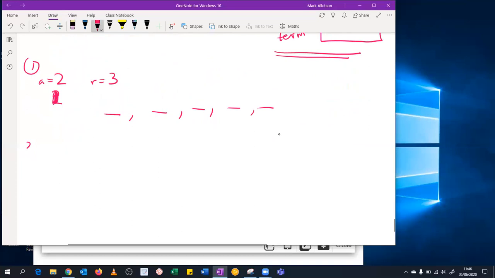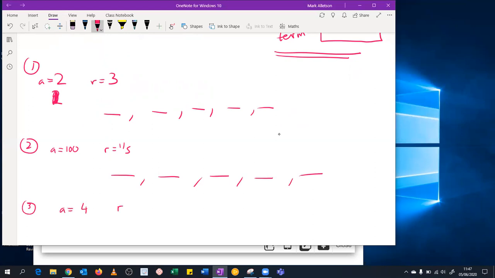Number 2, I'm going to tell you that A is 100, R is a fifth. Number 3, A is 4, R is -1. So give you some time. See if you can find those numbers in that list. Okay, so for the first geometric series, you're starting with number 2 and the ratio is 3. See what answers you get. Same for 2, same for 3.